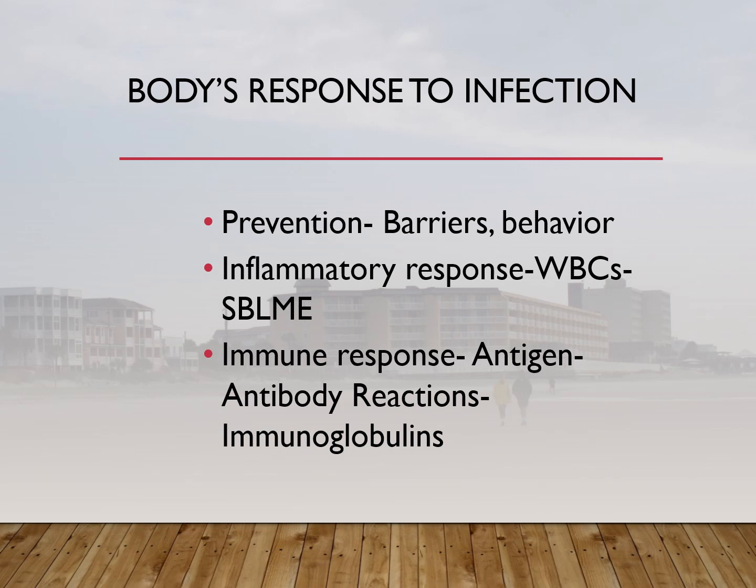The immune response is a more specific response. So this is basically when you have an antigen, like a virus, the body creates some kind of an antibody to that. And so if you have the measles, you create an immunoglobulin specifically against the measles. And we can test those in the blood.